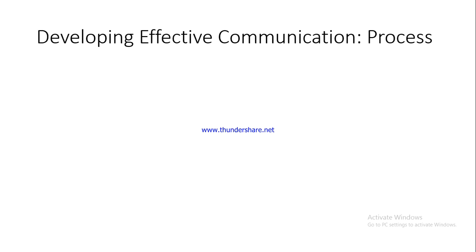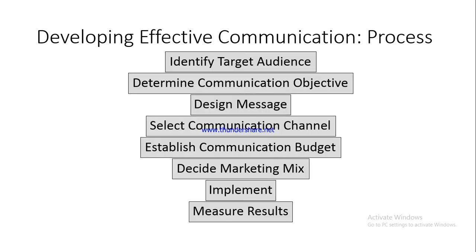Now let us talk about the process of developing an effective communication campaign, an effective promotional campaign. So this is the process. You first have to identify the target audience. Once the target audience has been identified, the target audience is the receiver of the message, for whom you are sending across the message, for whom the message is intended. Then you determine the objective, what you are going to achieve through this communication process, what is going to be the goal of this particular communication.